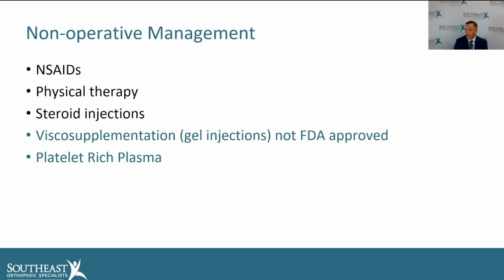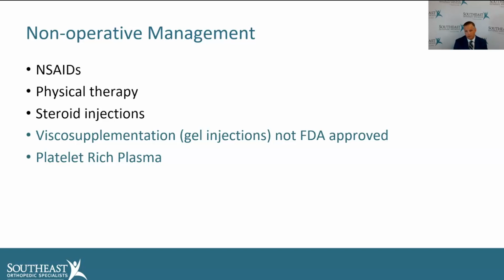So what are some non-operative treatments for arthritis of the shoulder? Well, we start much like we do for any other joint with arthritis, with non-operative management to include anti-inflammatories, non-steroidal anti-inflammatories. Physical therapy can help with range of motion, particularly with rotator cuff arthropathy.